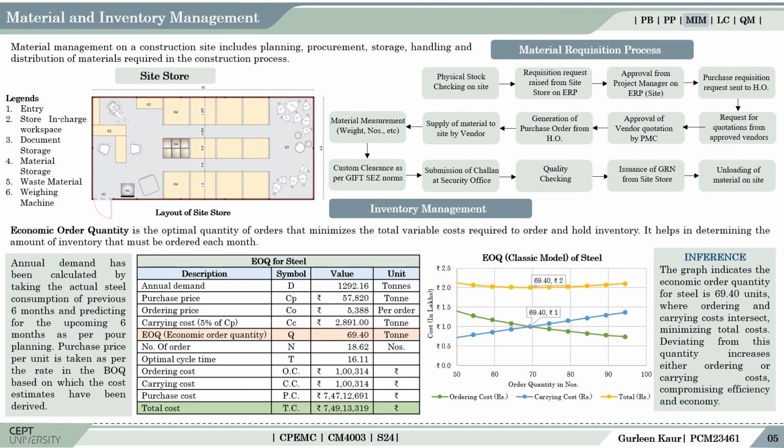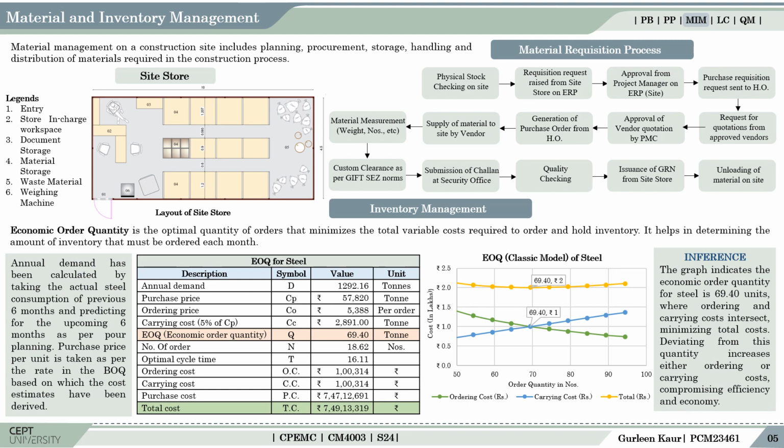In the inventory management, the concept of EOQ has been learnt. It is the quantity of material that must be ordered to maintain the inventory at minimum cost. The EOQ model has been prepared for steel consumption, for which the actual consumption from the last 6 months was taken from site, and for the upcoming 6 months from the upcoming pours predicted as per the pour planning schedule. The purchase price was taken from the unit price rate as per the BOQ.